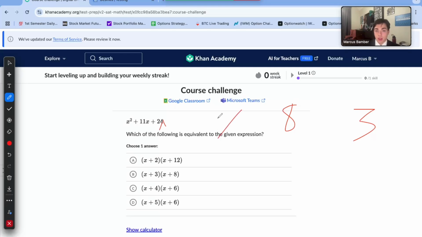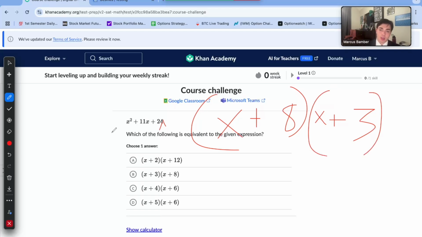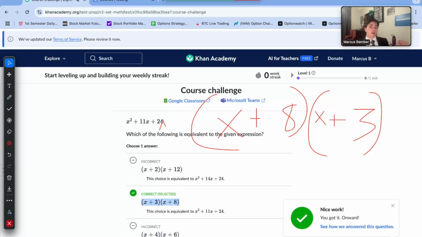So our two parentheses, not our two answers. Well, our two solutions, my bad, or two zeros. These are just our factors. If we wanted to find solutions, we would do like the last question, set them equal to 0. But regardless, we get B as the correct answer. And that is all 30 questions.